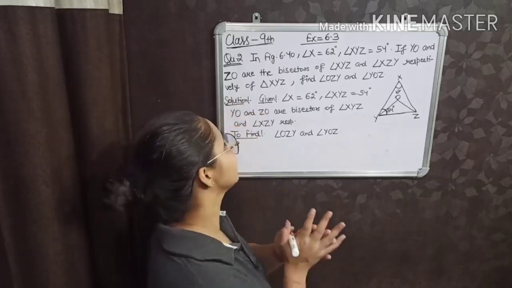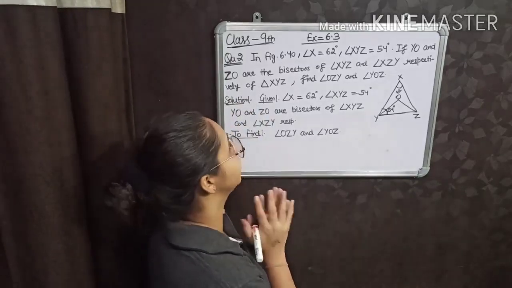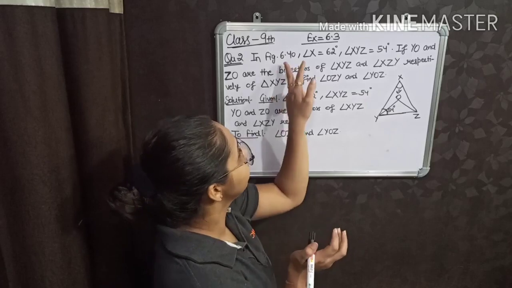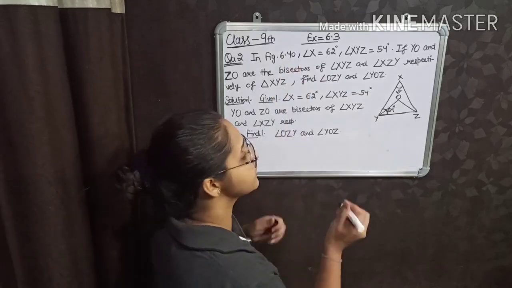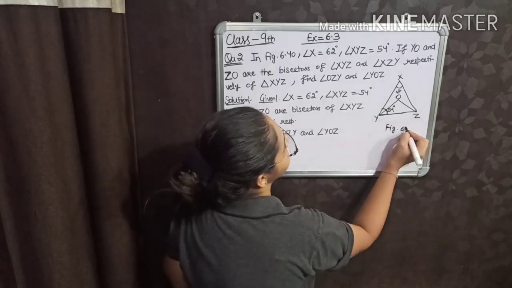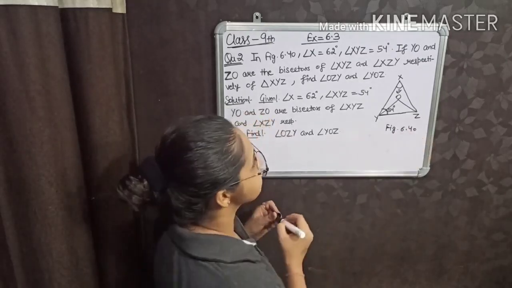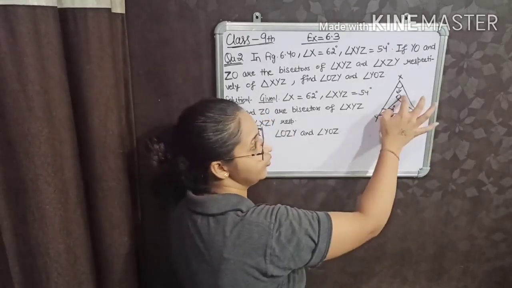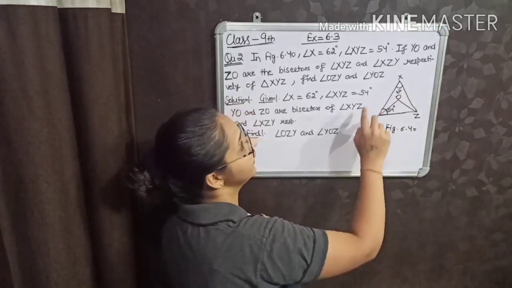So now discuss question 2 of exercise 6.3. Question 2 is in figure 6.40. This is figure 6.40. Angle x is equal to 62 degree. This angle is 62 degree.